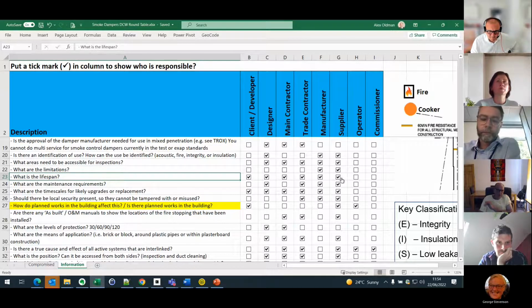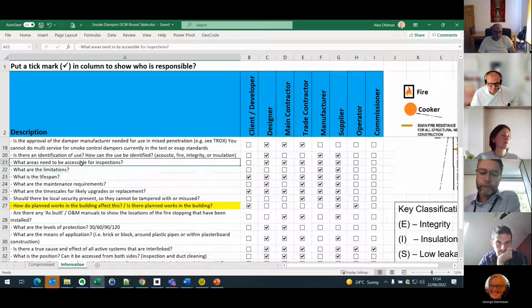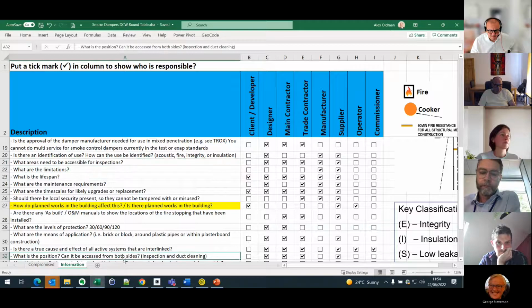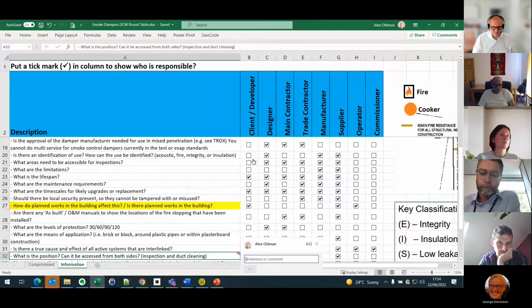It's interesting looking at 21 and 32. They seem to be almost the same sort of question. Inspections and inspection and duct cleaning. Yes, okay. Okay, put a comment in on that, like that one.